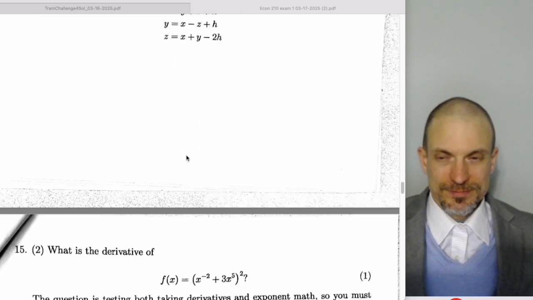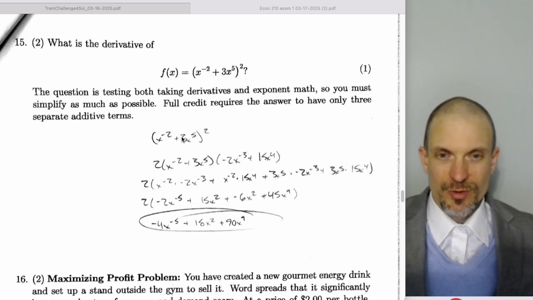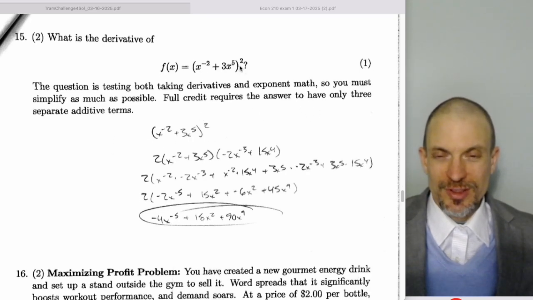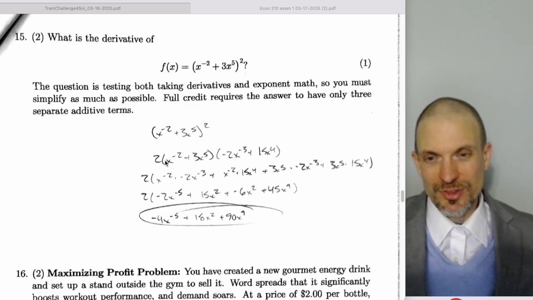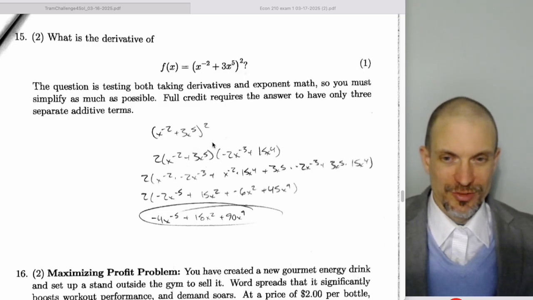14 we skipped. What's the derivative here? Full credit requires the answer to have only 3 additively separate terms. So I'm going to take the derivative. It's going to be 2 times the quantity x to the minus 2 plus 3x to the 5th. Then I got to take the derivative of the inside. I reduce this power by 1. That's just hiding there. It's like a 1 right here.